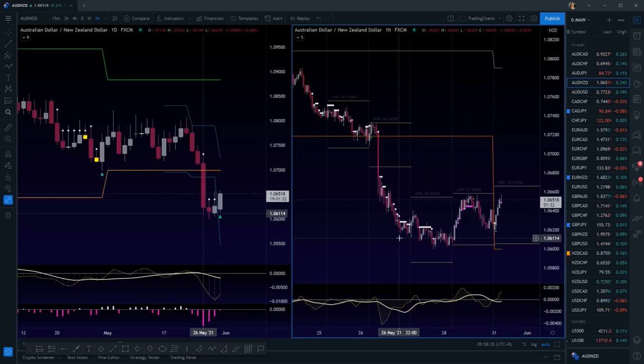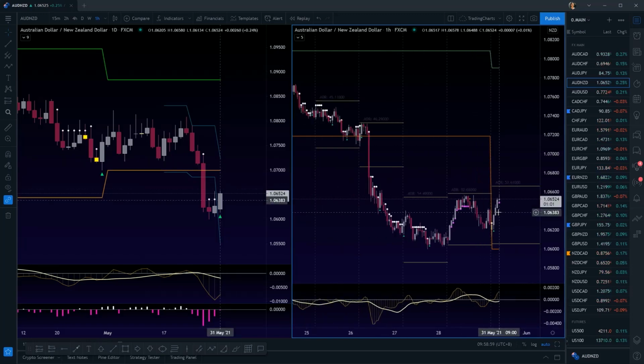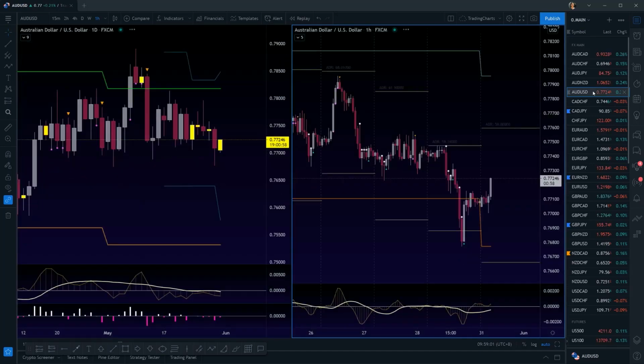Aussie New Zealand dollar, this morning had the up trigger, but I wouldn't have taken it. Yeah, this is the average daily range, so I don't want to trade it at this level. Maybe a pullback, but I don't quite like this, so let's leave it. We don't have to trade everything.